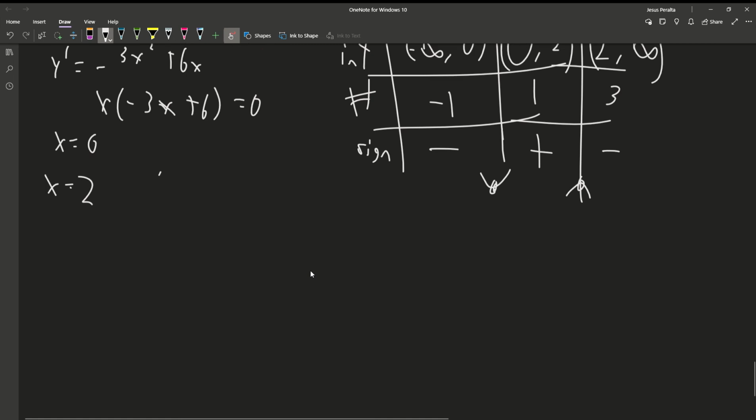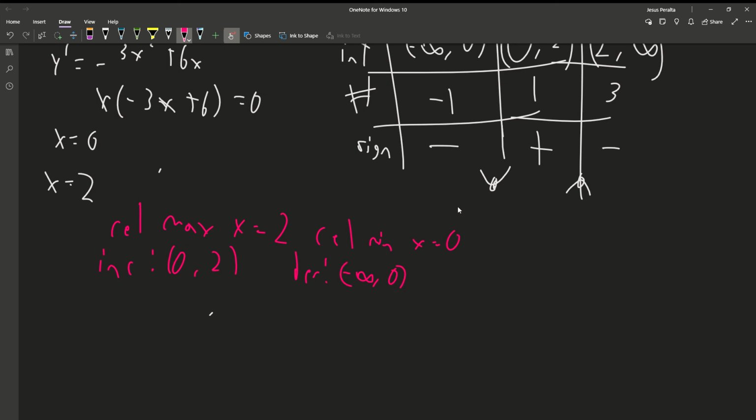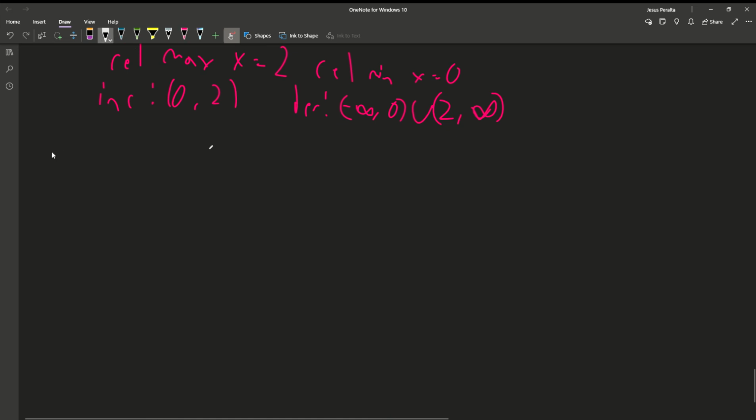So now we scroll down and we can write our relative max at x is equal to 2, our relative min at x is equal to 0. We have our increasing from 0 to 2 and our decreasing from negative infinity to 0 union 2 to infinity. Now we shall move on to 12. We're so close.